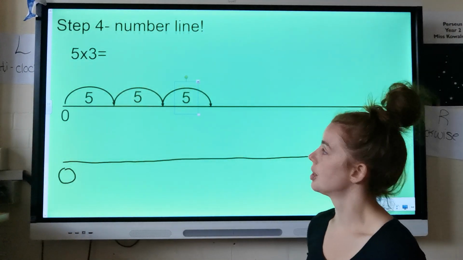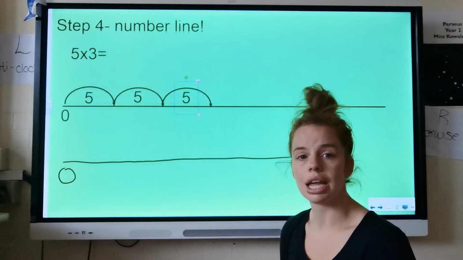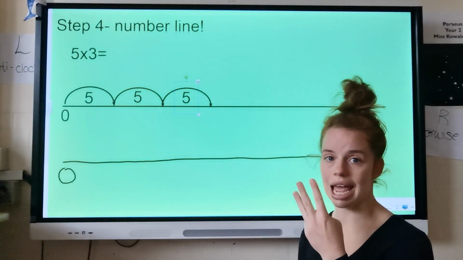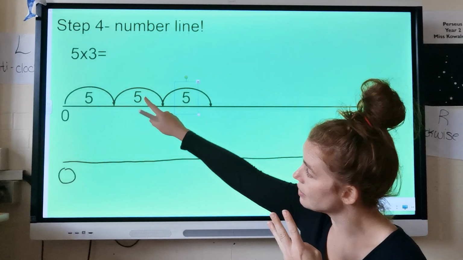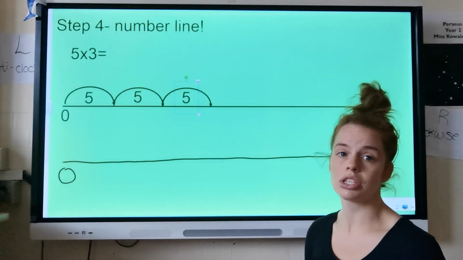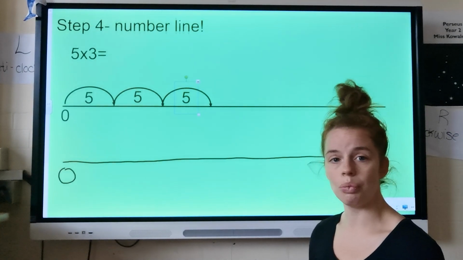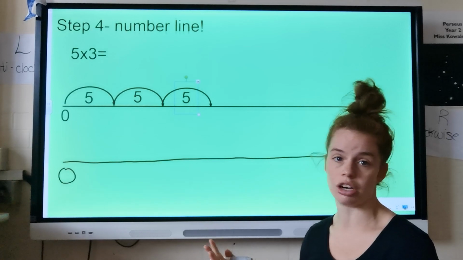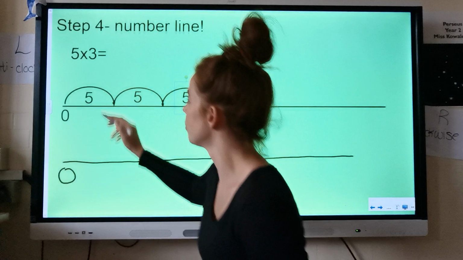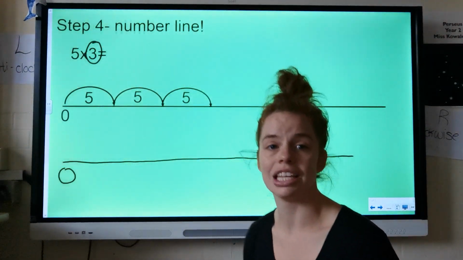Now you're going to look at your equation. So we have 5 times 3. And like I said before, in year 2, we know how to count up in 2s, 5s, and 10s. So with 5 times 3, we know how to count up in 5s. Okay, so we are going to count in 5s this time. So what you do is you take the number that you're not confident with. So here, we're not confident with 3. So we're going to take 3, and we're going to do that many jumps.